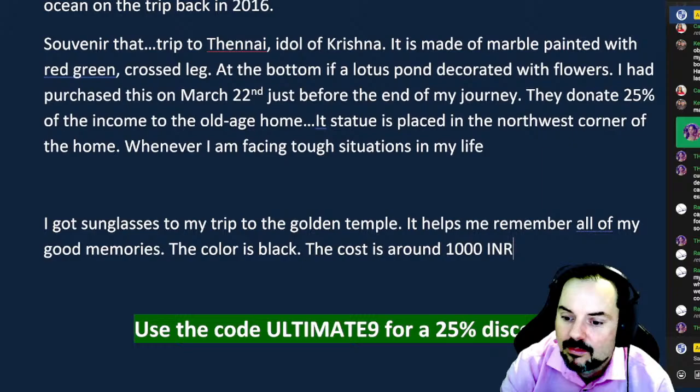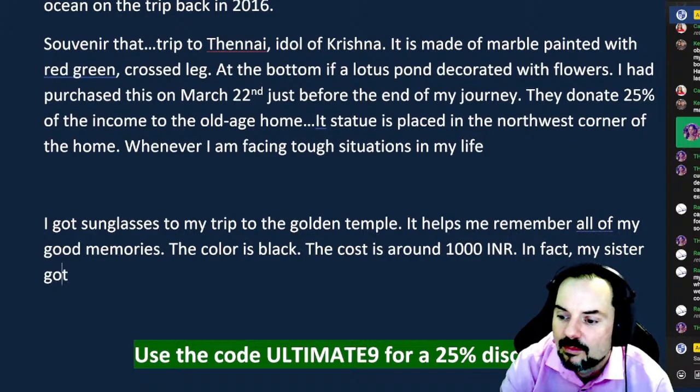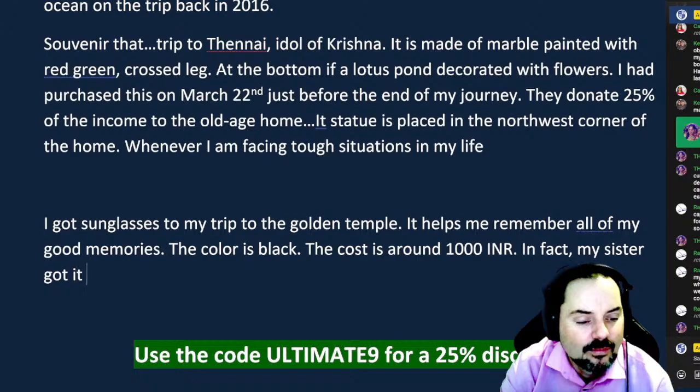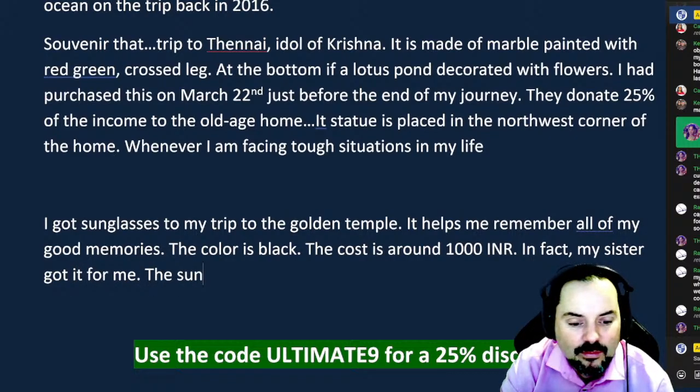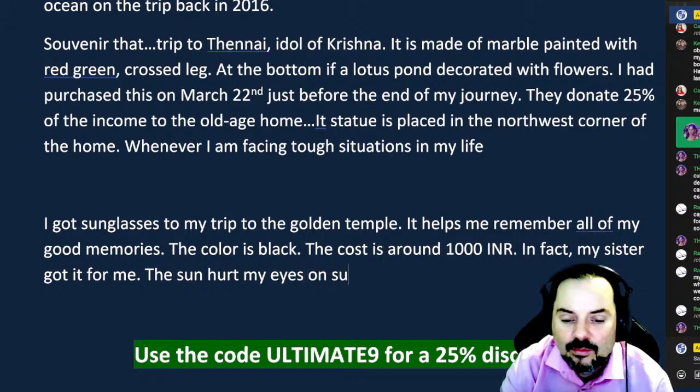The big reason for these glasses is that the sun hurts my eyes a lot on sunny days. And nowadays, whenever it is sunny out, I wear these glasses to protect my eyes, and it is also very useful for me in summers.